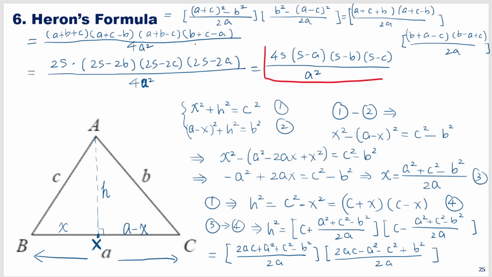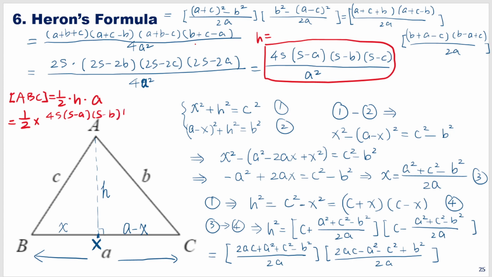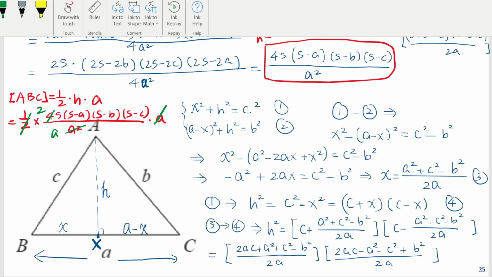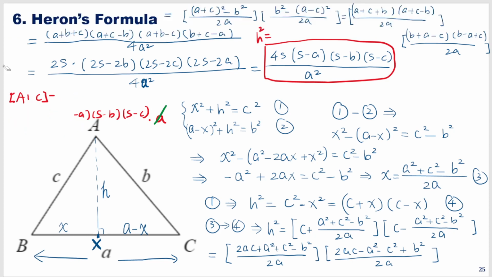This is the length of h. Remember, we are trying to find the length of h. This is the length of h, right? Therefore, the area of triangle ABC is given by 1/2 of h times a, right? So insert your h here. This gives you 1/2 of 4s(s minus a)(s minus b)(s minus c) over a squared times another a. Oh, sorry, my bad. I forgot. This is actually h squared, right? So let's rewrite these. That's actually h squared, not h itself.